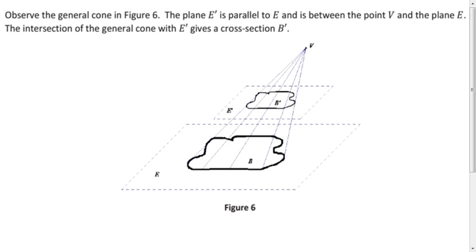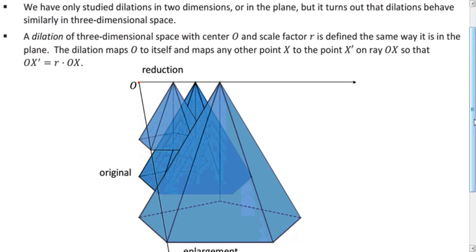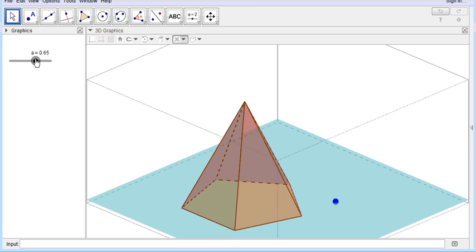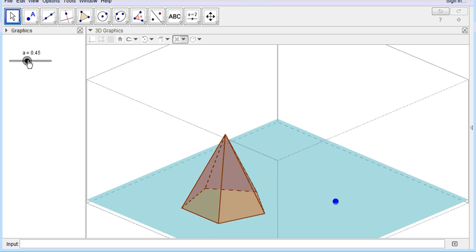So looks like we have a dilation. That is indeed what we have. So we can also have dilations in 3 dimensions. If it's getting larger, it's an enlargement, smaller is a reduction. So we can see that here. I'm going to do an enlargement. It's going to be the same shape, but larger. If we go the other direction, the same shape, but smaller.